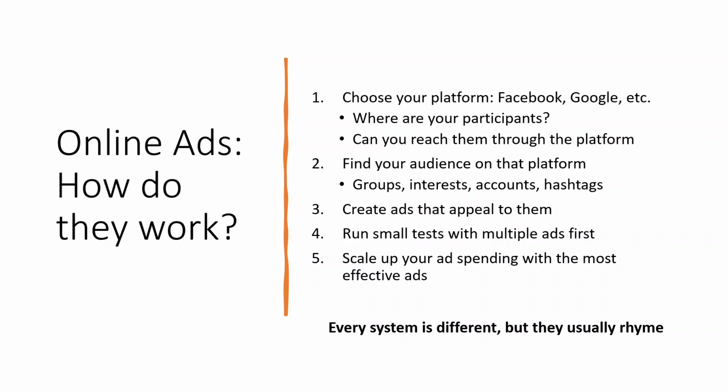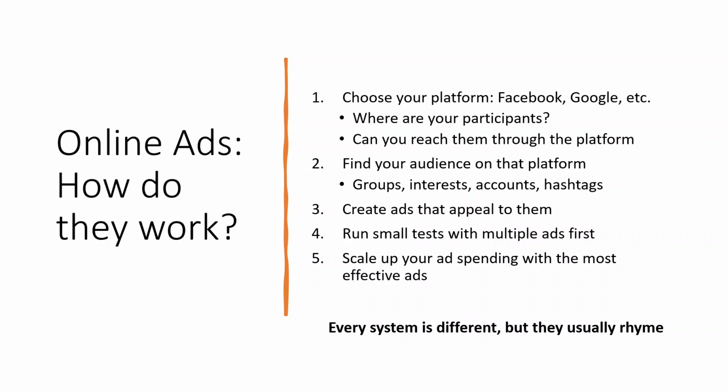Second, find your audience on that platform. I'll talk a little bit more about this, but every platform has a way for you to find your interest groups or audiences. And you'll just have to figure out how to specify those audiences on those platforms. Then you want to create ads that appeal to those audiences. This will be images, content. Everybody's seen ads. You want to create 3 or 4, maybe 5 ads for every ad campaign.